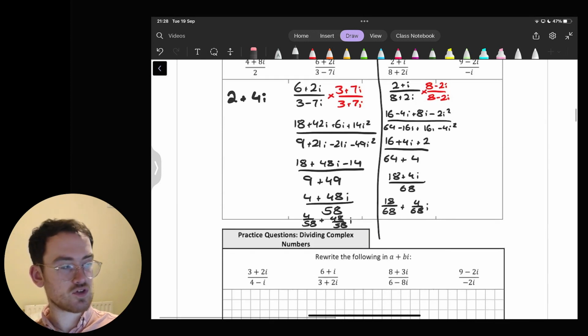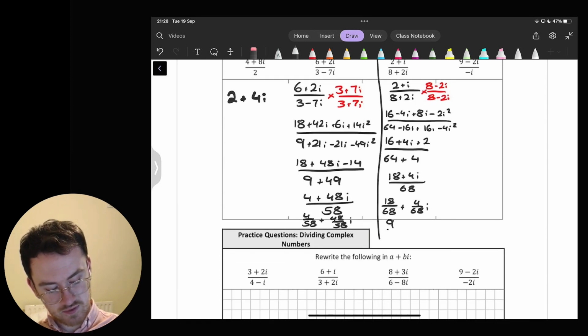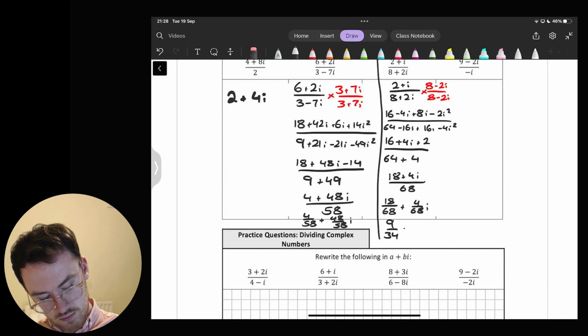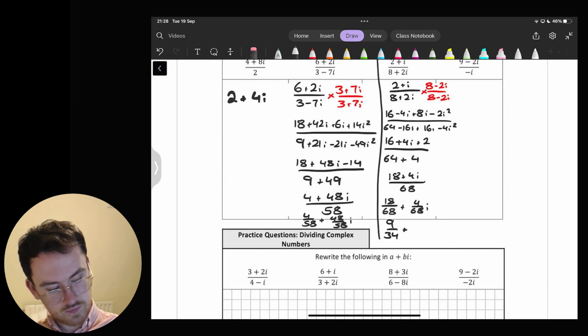And simplifying those fractions if we can at all, I think to simplify down 9 over, let me see, 34 plus, let me see, 2 over 34, 1 over 17.